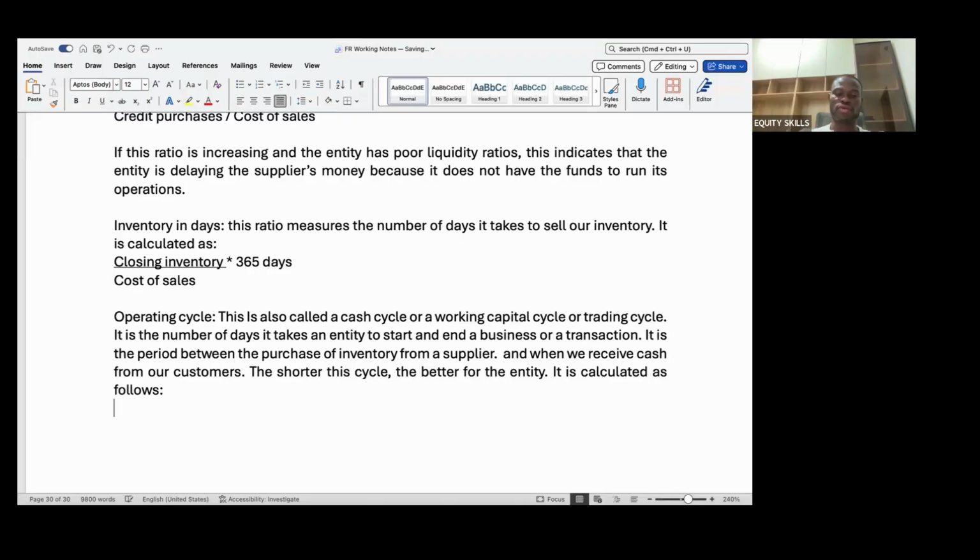So it's computed as follows. It's computed as your trade receivables in days, this is number of days, plus your inventory in days, minus trade payables in days. The accumulation of these three gives you your operating cycle.